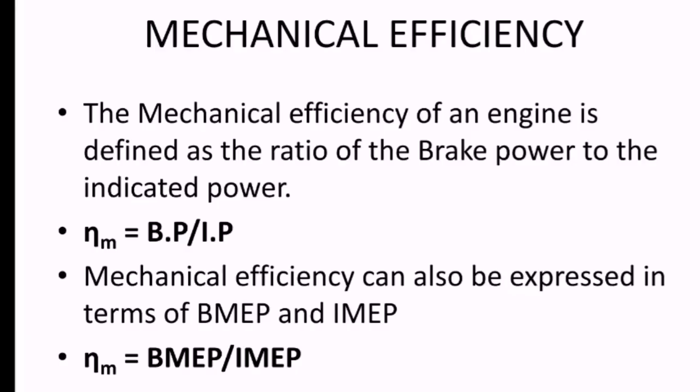So what is mechanical efficiency? The mechanical efficiency of an engine is defined as the ratio of the brake power to the indicated power. Mechanical efficiency equals BP by IP. BP is nothing but brake power, IP is nothing but indicated power. Mechanical efficiency can also be expressed in terms of BMEP and IMEP. BMEP means brake mean effective pressure, IMEP means indicated mean effective pressure. So BP by IP is called mechanical efficiency, and BMEP by IMEP is also called mechanical efficiency.